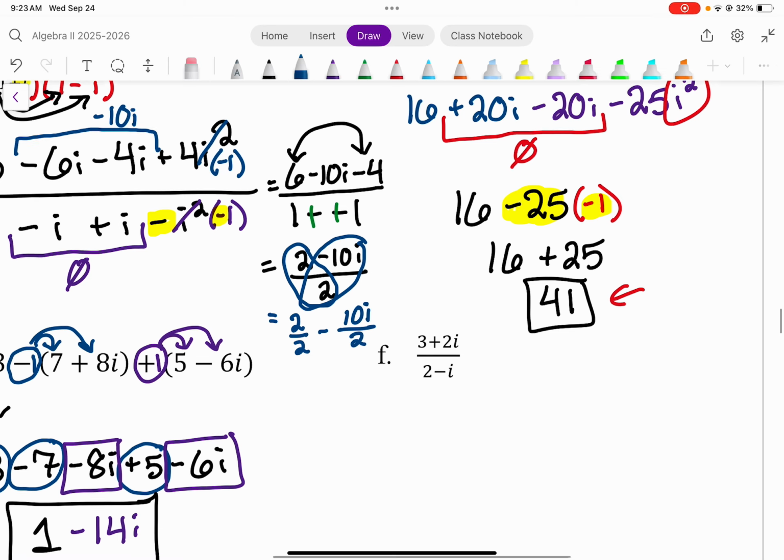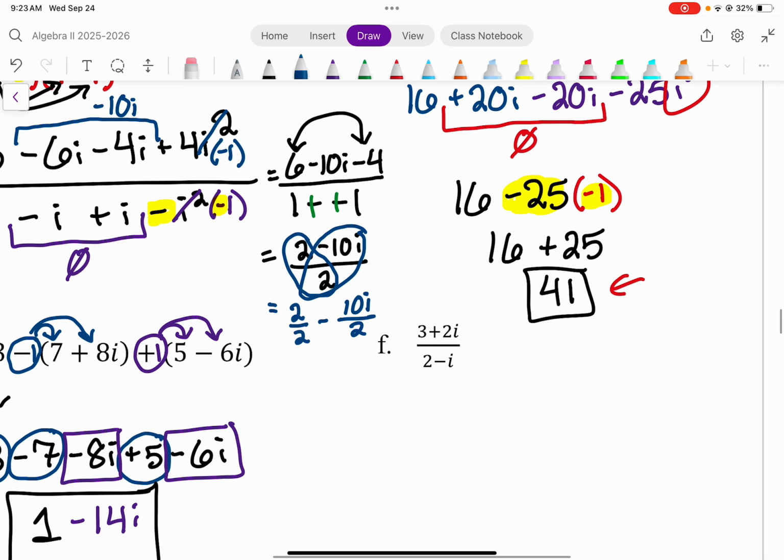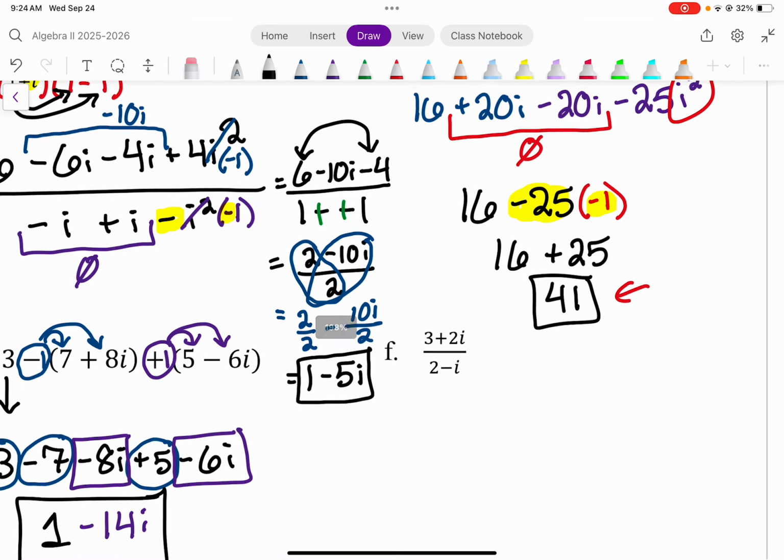When you split them up, you are also expected to simplify the fractions if possible. So if we look at 2 over 2, you should know that equals 1 minus, and then 10I over 2, 10 divided by 2 is 5. So that would give us our final answer of 1 minus 5I.